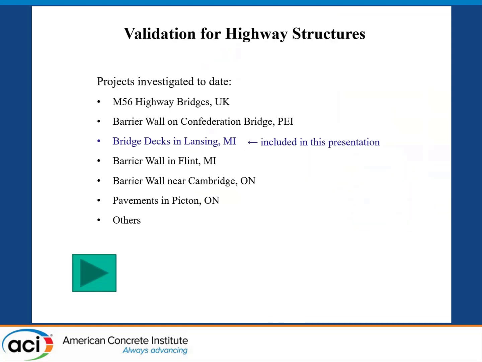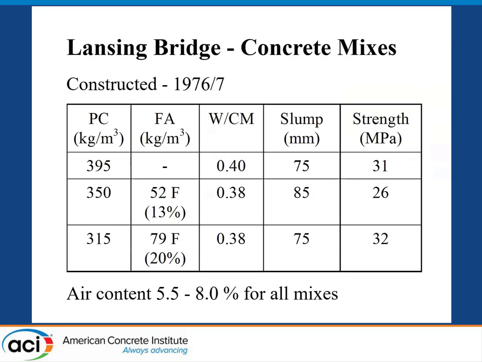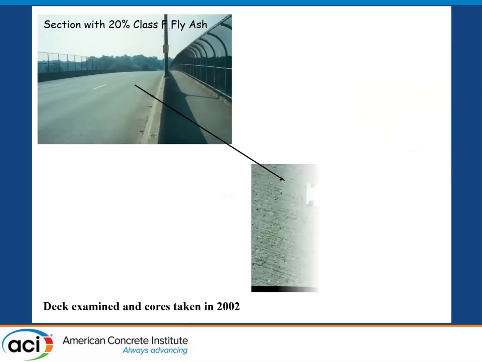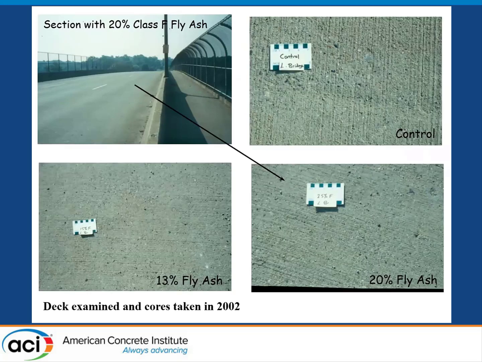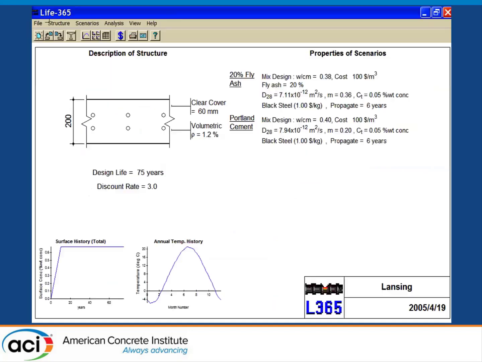I'm going to just spend 30 seconds talking about validation for highway structures. We've looked at a lot of highway structures. This is a structure in Lansing, Michigan, which we looked at 25 years after salt exposure, 3 different mixes with different levels of fly ash. Concrete looked pretty good at 25 years. And the profiles showed the fly ash concrete was clearly capable of screening the chlorides out of the concrete.